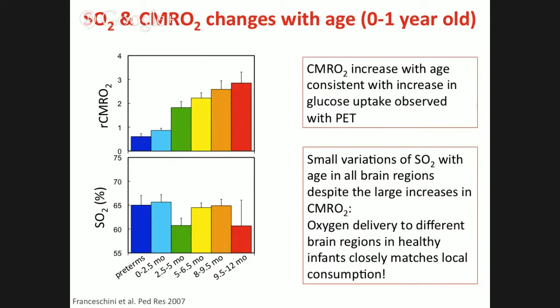And we saw substantial increases in CMRO2, which agrees with PET literature that shows increased glucose consumption, or glucose uptake, over the first year of life. And I'll point out again, SO2 seems to stay pretty constant with age. This suggests that SO2 is constant, but CMRO2 is changing. So this suggests that the oxygen delivery is able to match local consumption, and so SO2 can stay constant even though CMRO2 is increasing.